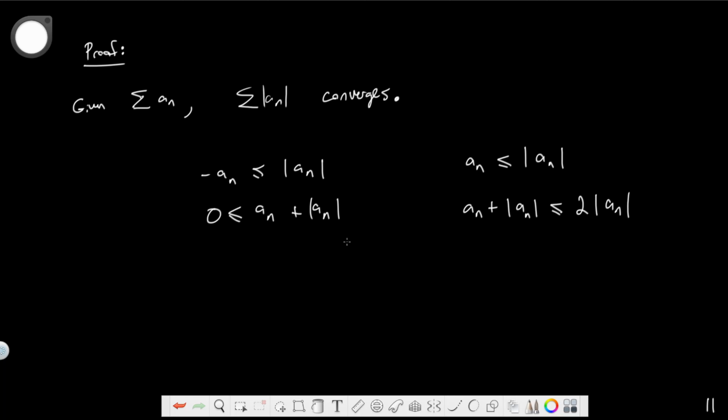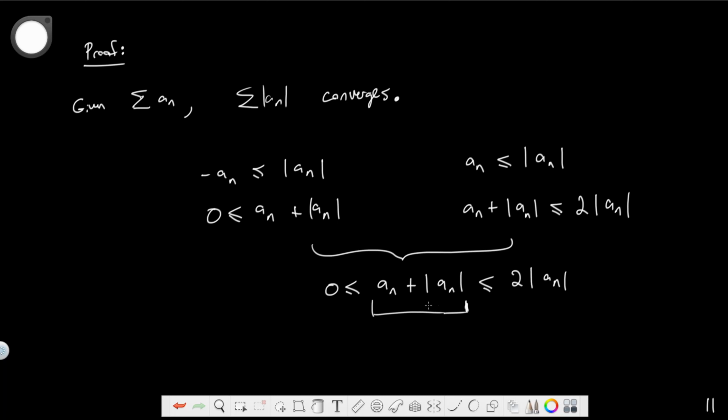So these two statements combined give me that, let me get my equal signs in there too, I have these bounds on a sub n plus the absolute value of a sub n. It is certainly positive, and it's certainly less than 2 times the absolute value of a sub n. So my question to you is, can we determine, not a sub n yet, but can we determine that a sub n plus the absolute value of a sub n, the series, converges using this statement here?